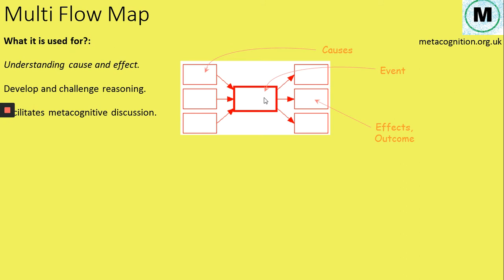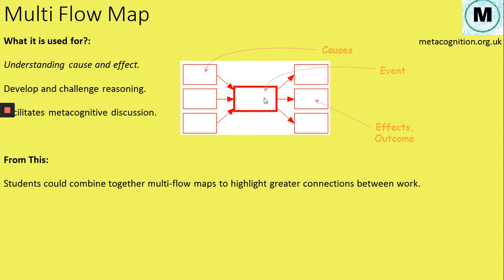Looking at causation, looking at association. So from this, what can you do? You can actually combine together multi-flow maps to look at the connections between work. So for example, if your event was World War II, you then might have an effect of the Cold War beginning. So you then might do another multi-flow map from one of the outcomes, because that outcome might be a cause for an additional event. So you can look at how they all map together. So you can have an extensive, long flow of multi-flow maps looking at how all of these different events are sort of chain events and all linked together.